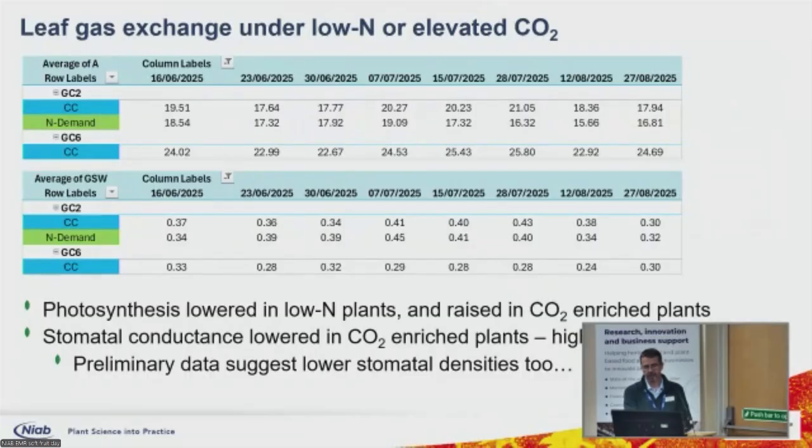So we measured various aspects of leaf gas exchange under the low N or elevated CO2 treatments, and you can see a summary there. Essentially, towards the end of the treatments, photosynthesis was lowered in low N plants and raised in CO2 enriched plants, and stomatal conductance again was lowered in the CO2 enrichment, which actually led to a higher water use efficiency. All of these physiological responses are those that we would expect from plants growing in a CO2 enriched environment. We're just looking at the data now, but we have some evidence to suggest that there were lower stomatal densities in the plants growing under enriched CO2, which again we might expect.